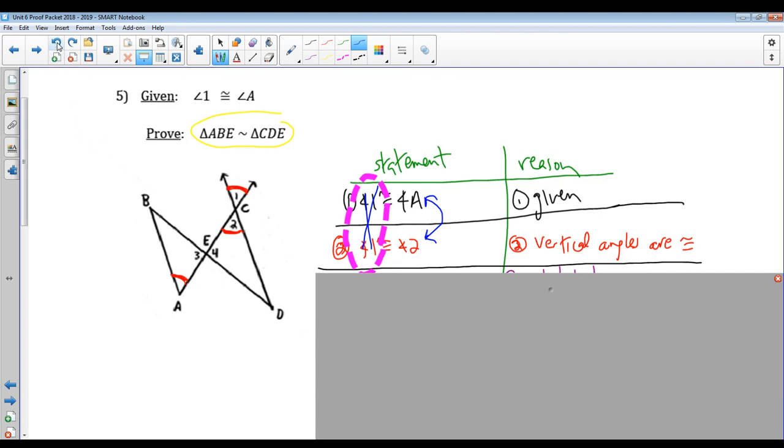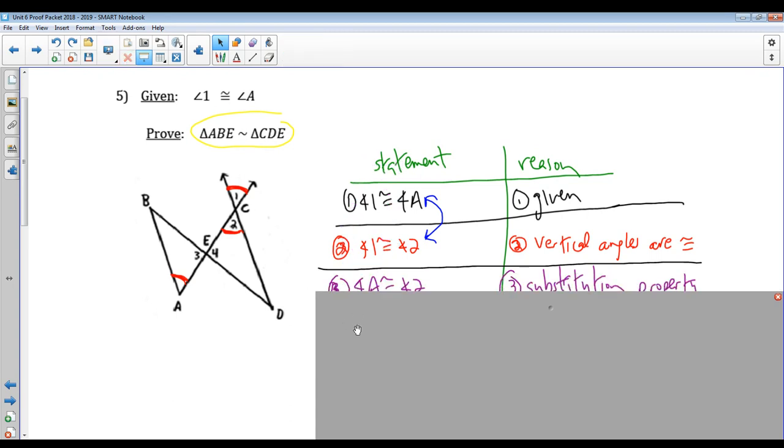All right, so that's kind of the two ways I think about this. Really what I look for is if a proof has two different steps where the same thing shows up. So if angle 1 shows up and is congruent to two different things, I know that those two different things have to be congruent to each other. The way we named this was the substitution property.